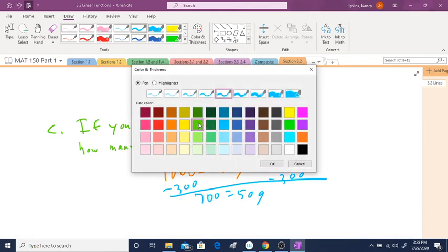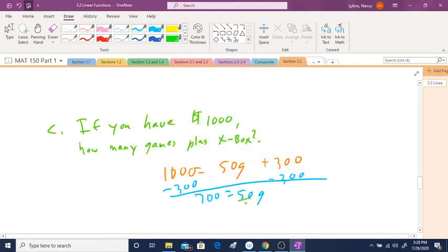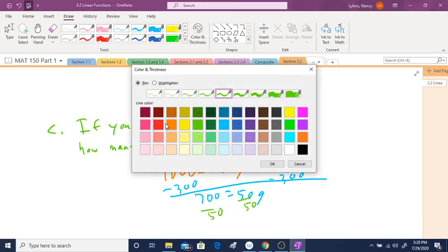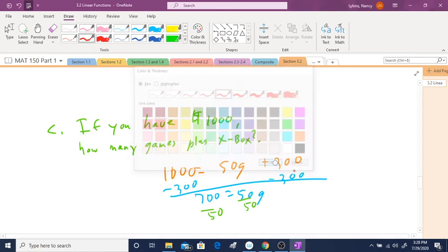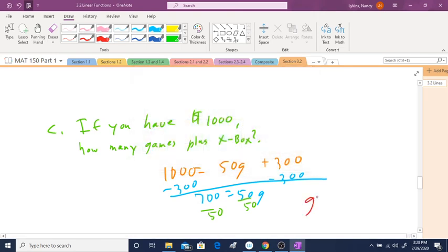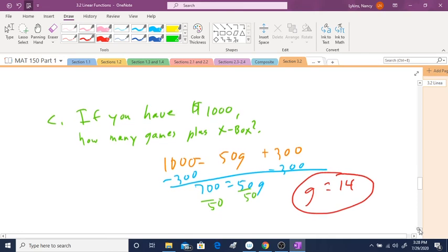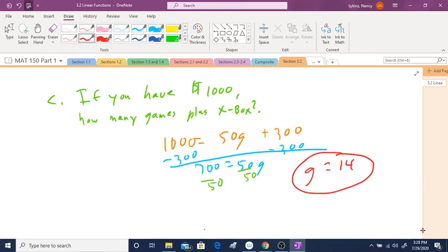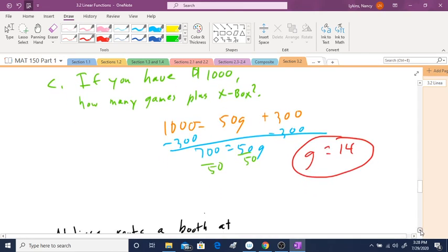Next, I'm going to divide by that 50. So the total amount of games that he could buy would be 14. Now that's a lot of games, I think, but hopefully he can pick and choose and have fun with 14 games.